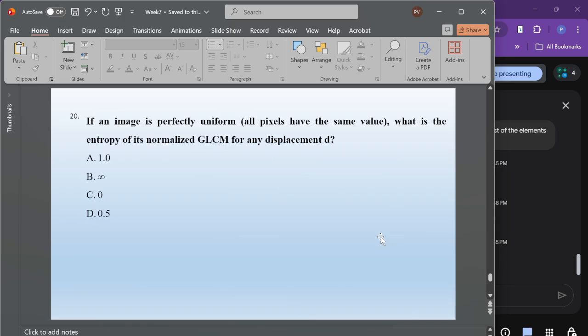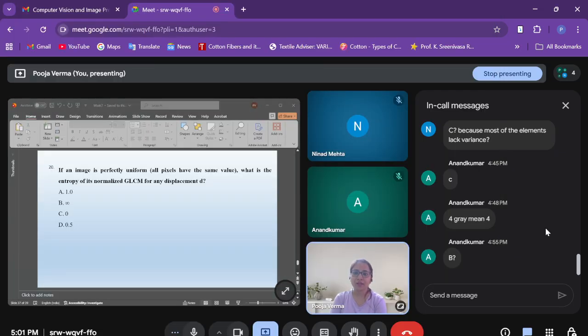Now moving to our next and last question. If an image is perfectly uniform, that is, all pixels have the same value, what is the entropy of its normalized GLCM for any displacement d? Option A 1, option B infinite, option C 0, option D 0.5. So if an image is perfectly uniform, all pixels have the same value, what is the entropy of its normalized GLCM for any displacement d?